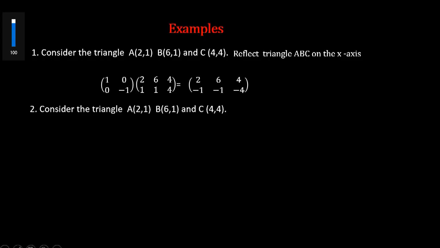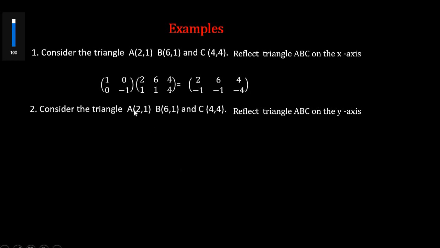We have the same triangle: (2, 1), (6, 1) and (4, 4). Reflect the triangle on the y-axis. On the y-axis, if we want to do it without a matrix operator, which coordinate will change? About the y-axis, it is the x coordinate that will be negative. So this will simply be negative 2.